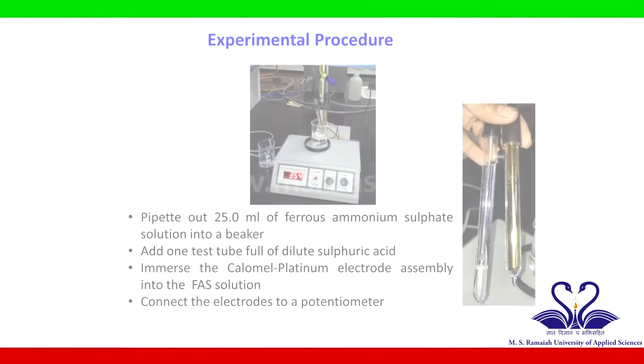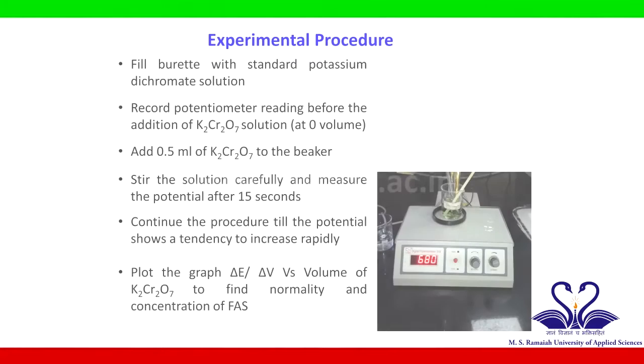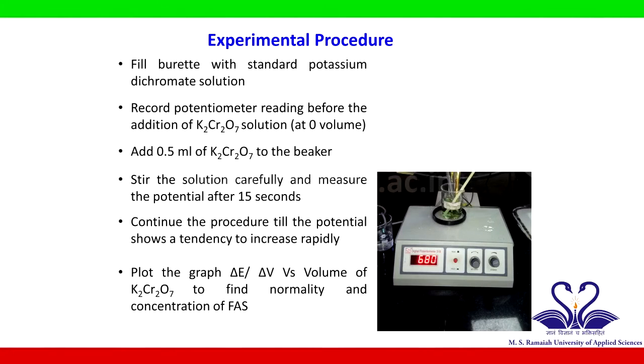Pipette out 25 ml of ferrous ammonium sulfate solution into a beaker. Add 1 test tube full of dilute sulfuric acid. Immerse the calomel platinum electrode assembly into the FAS solution. Connect the electrodes to the potentiometer. Fill the burette with standard potassium dichromate solution.